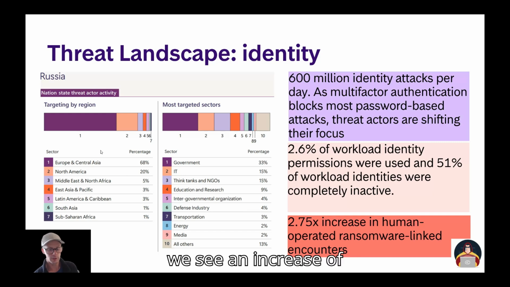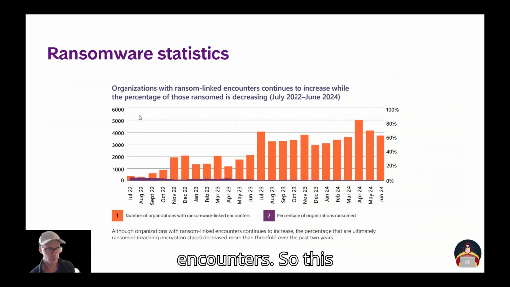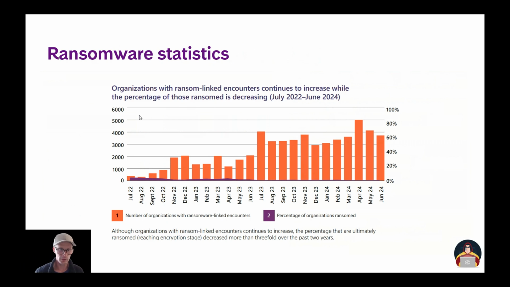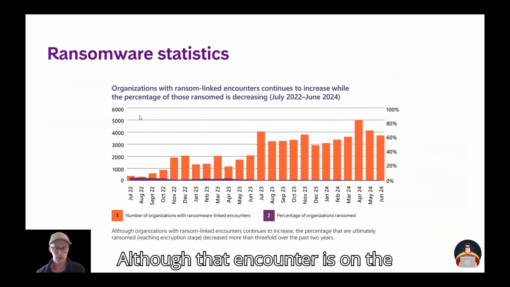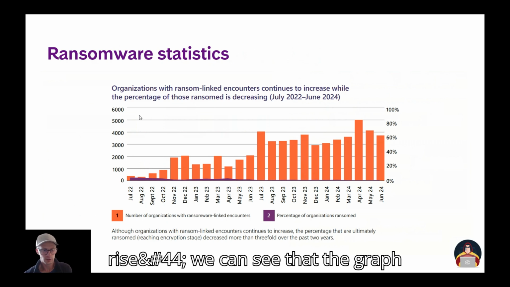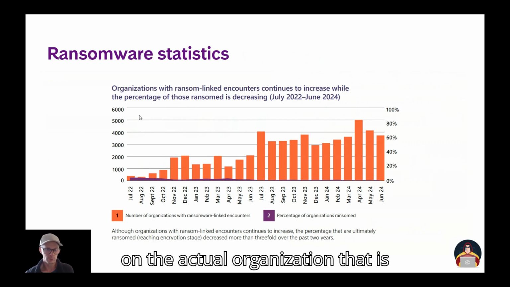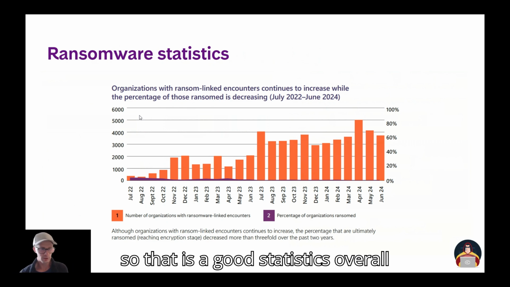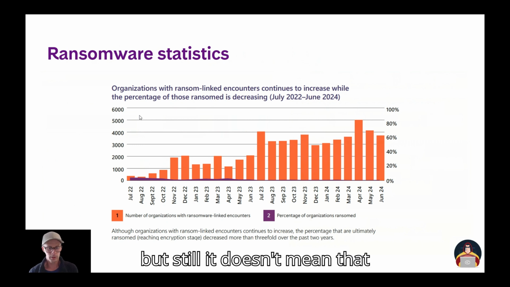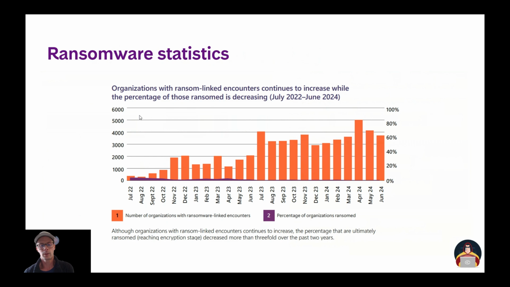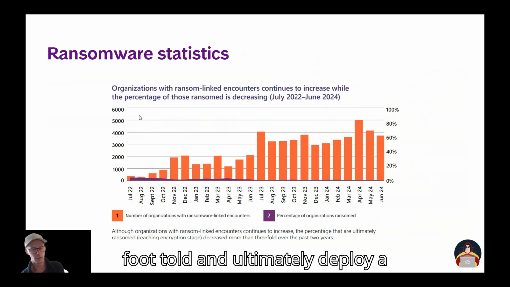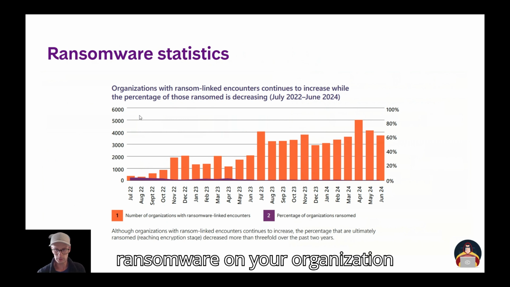Moreover, we see an increase of human-operated ransomware encounters. This is a statistic on ransomware. Although the encounters are on the rise, we can see that the graph of the actual organizations that are ransomed is lower. So that is a good statistic overall. But still, it doesn't mean that threat actors are not seeking to gain a foothold and ultimately deploy ransomware on your organization.